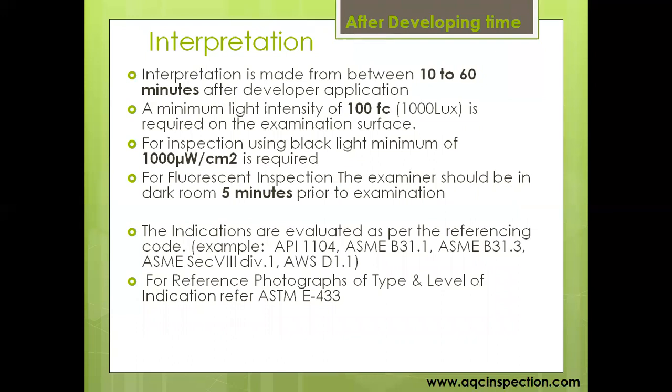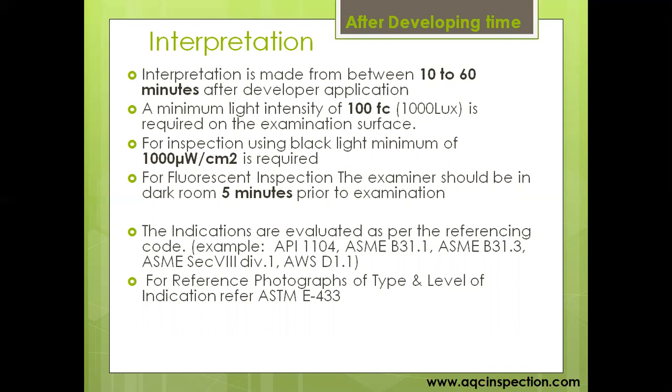Interpretation. After developing time, interpretation is made. Interpretation should be done between 10 to 60 minutes after developer application. Remember, for visible inspection, a minimum light intensity of 100 foot-candles or 1000 lux is required on the examination surface.